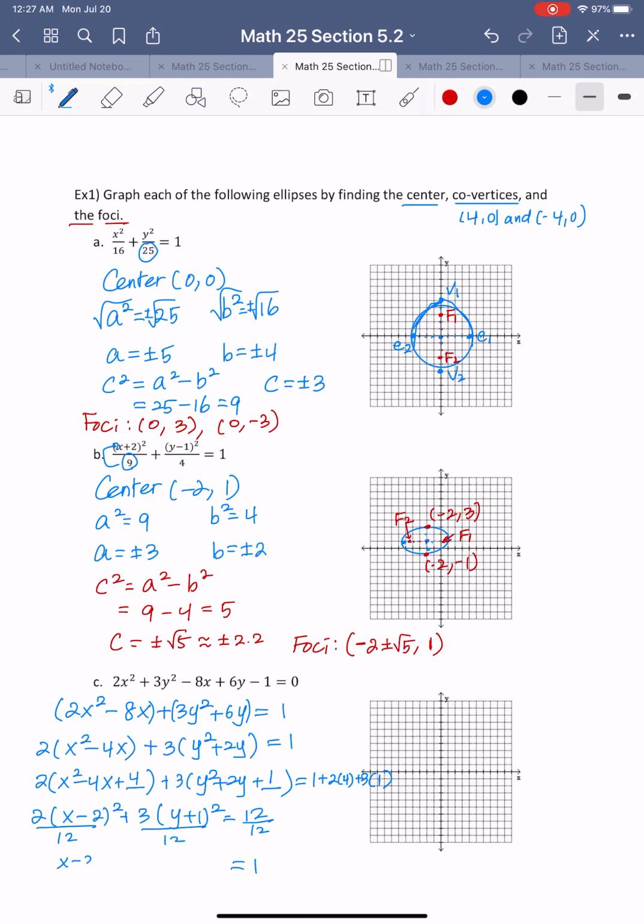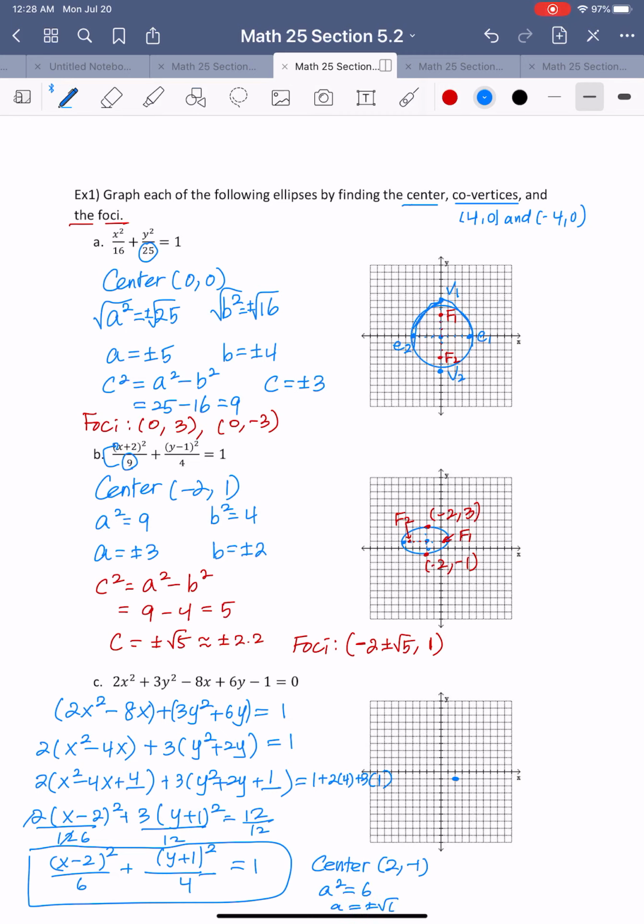So I got (x minus 2) squared over 6, because it's reducible, and then for the 3, it cancels. What am I doing? (y plus 1) squared over 4. Okay, so I got the standard form. Once you have the standard form, we can find the center. The center is (2, -1), so 1, 2, negative 1 right here. And then a squared is 6, so a is plus or minus radical 6.